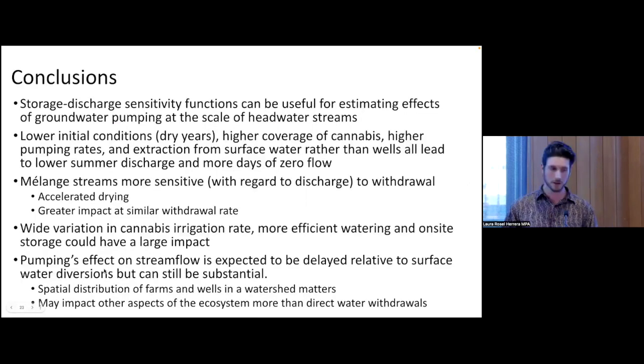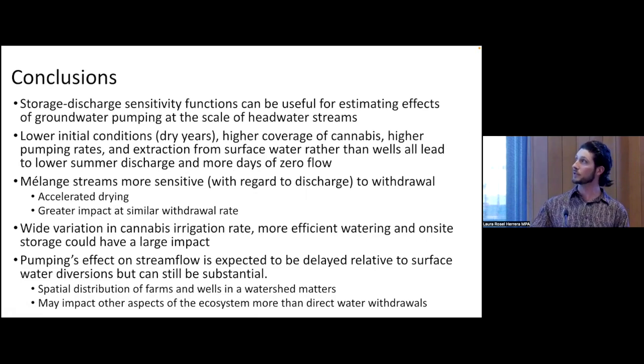Okay, so here are just some conclusions to keep in mind as we move forward. The application of these storage discharge sensitivity functions might be particularly useful in these headwater catchments where cannabis agriculture happens. They could be applied to all sorts of other agricultural products as well. Lower initial conditions, meaning drier years, higher coverage of cannabis, higher pumping rates, and extraction from surface water rather than wells all lead to lower summer discharge and more days of zero flow.